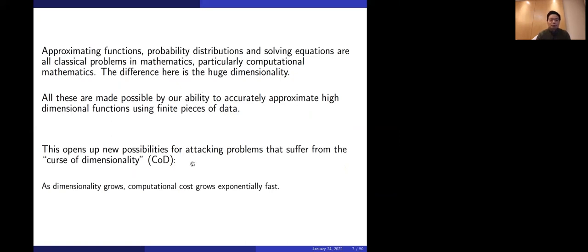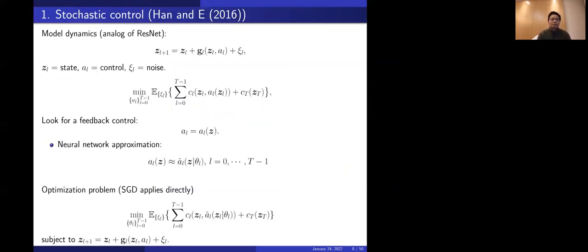The second important point to realize is that this also opens up new possibilities for attacking traditional problems, not in the area of AI, but traditional problems in science or scientific computing that suffer from the curse of dimensionality. The curse of dimensionality refers to the problem that as dimensionality grows, computational cost grows exponentially fast. Because of the curse of dimensionality, we were not able to solve high-dimensional problems before. So now let's take a look at the second possibility, namely solving very high-dimensional problems with the help of deep learning. My first example is stochastic control.